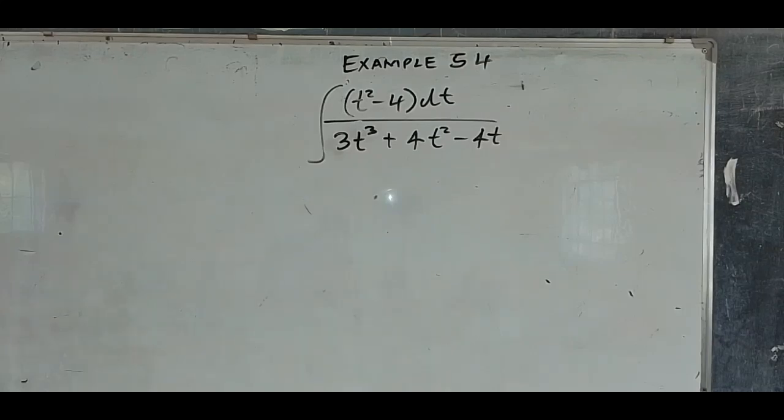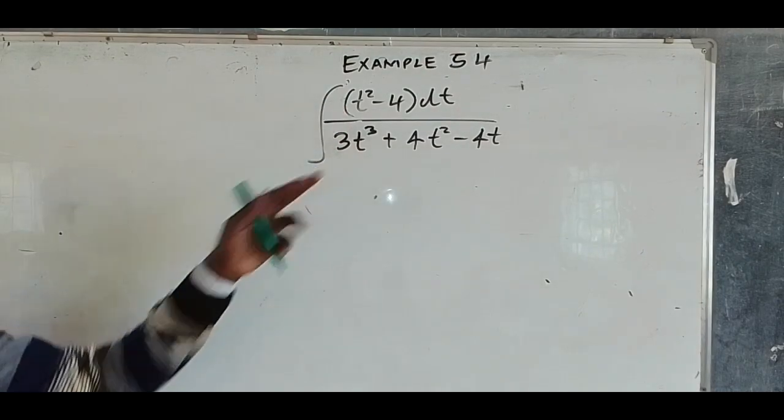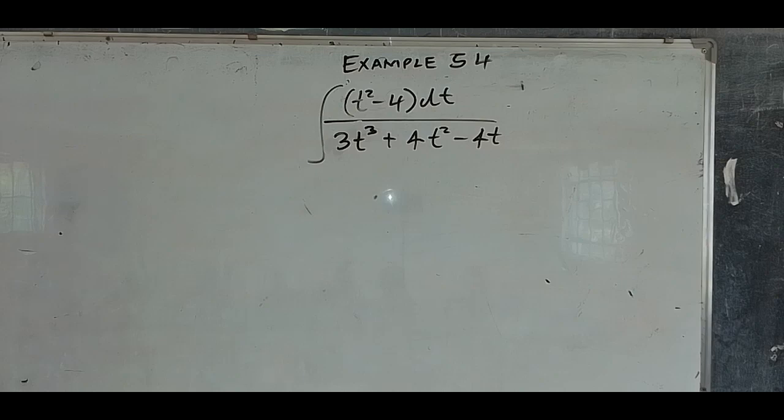Evaluate the integral, example number 54. Evaluate the integral of (t squared minus 4) over (3t cubed plus 4t squared minus 4t) with respect to t, dt. Now, if you look at this, for you to evaluate this kind of problem, you have to resolve it into partial fractions.